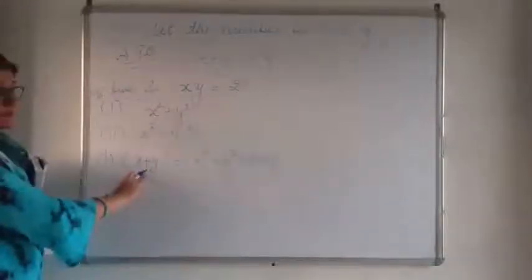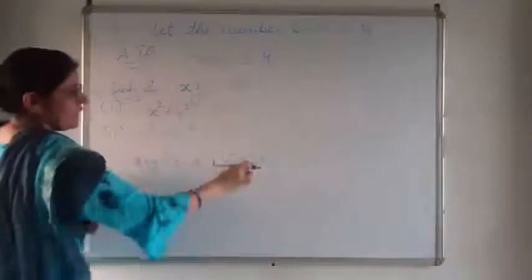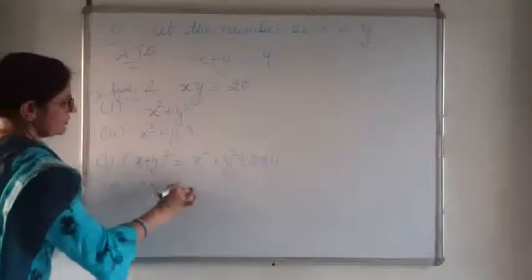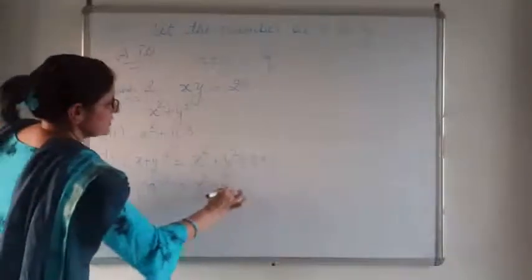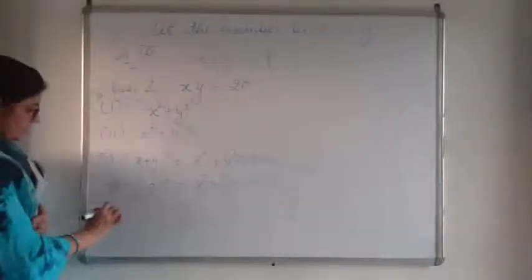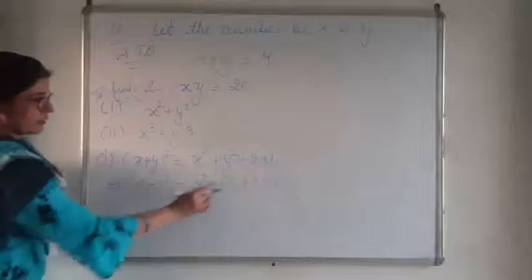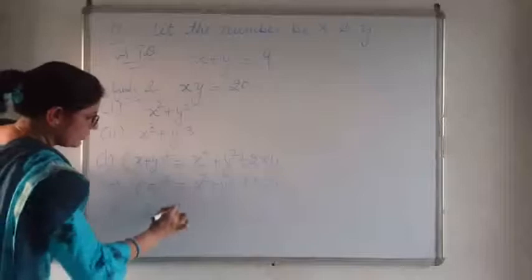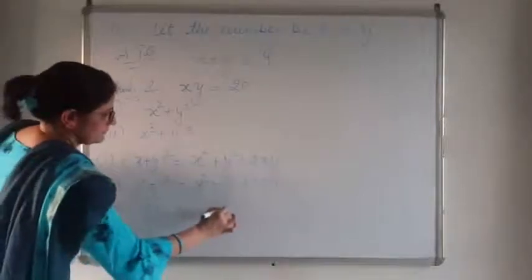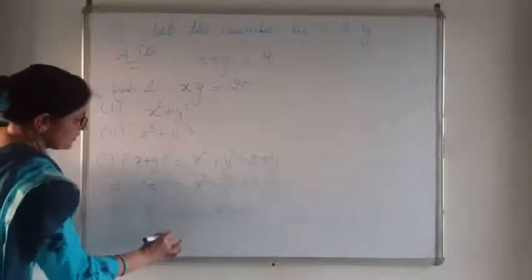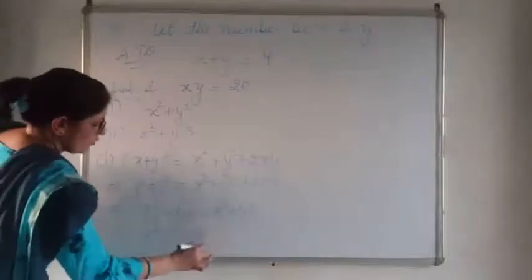Now we substitute x plus y here as 9 and xy as 20. So what will we get? 9 square equals x square plus y square plus 2 into 20. Square of 9 is 81. 2 twenties are 40. This 40 is in plus, it will come here in minus. So x square plus y square is equal to 41. This is the answer of our first part.